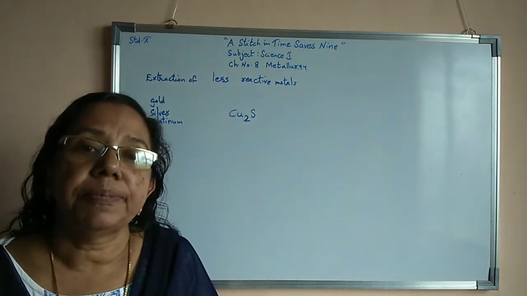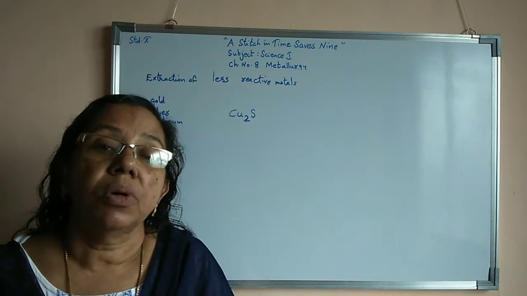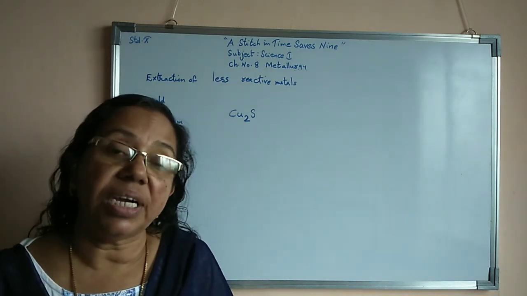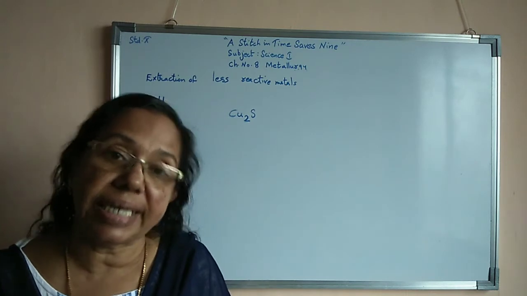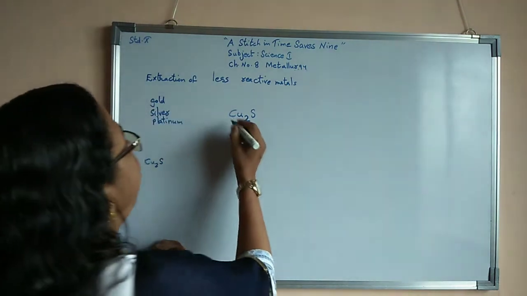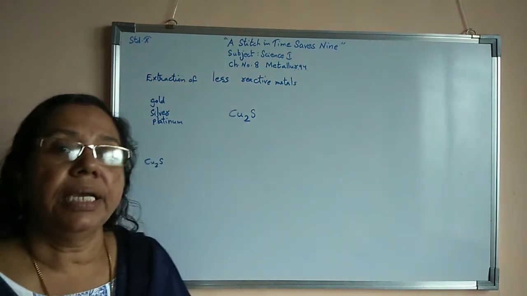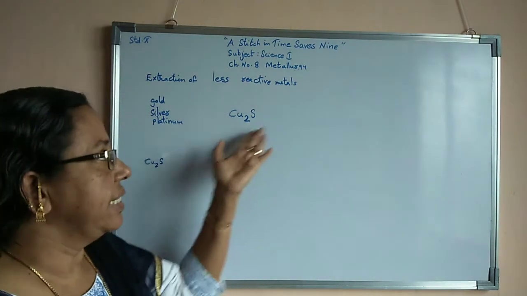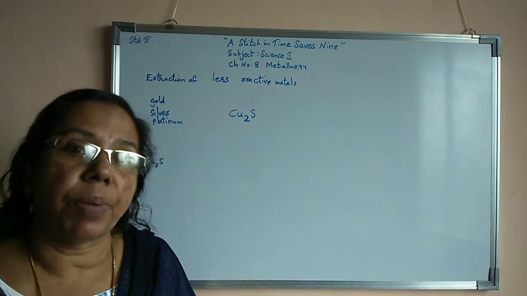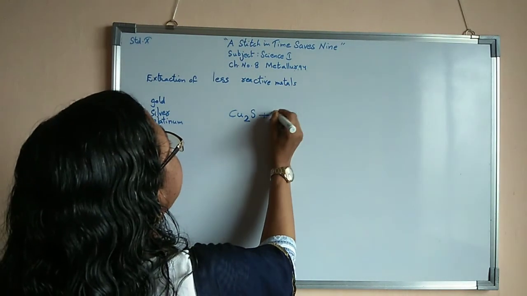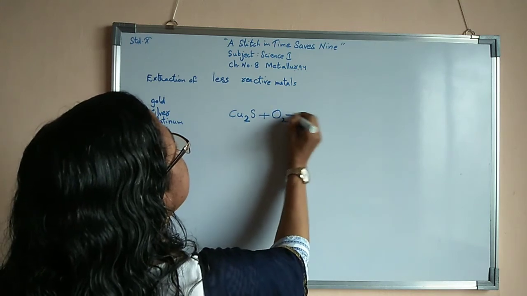Copper is available in the reserves in the form of copper sulfide. It is not available freely in nature. Now, how can we separate copper from its sulfide compound? For that, we have to heat it with oxygen.